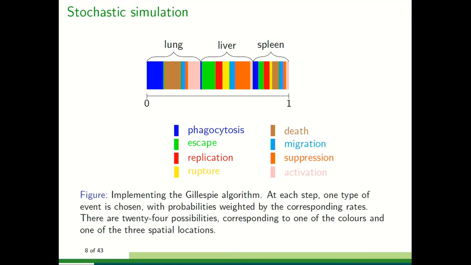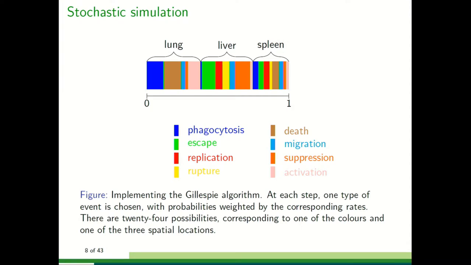Okay, so you can say there are 24 basic events, and the nature of the Gillespie algorithm is that at each time you divide the unit interval into subsets, 24 subsets in this case, the width of the interval is proportional to the rate associated with that event, and you simply ask your computer to throw a dart that could land anywhere between 0 and 1.